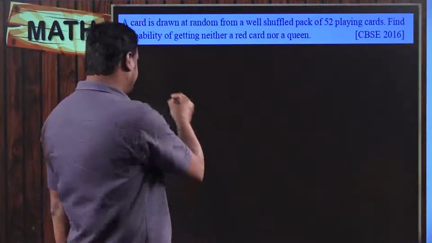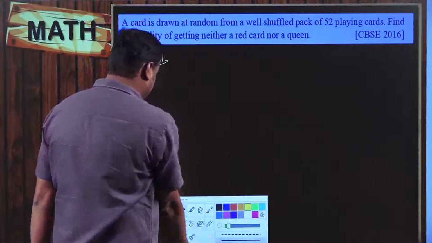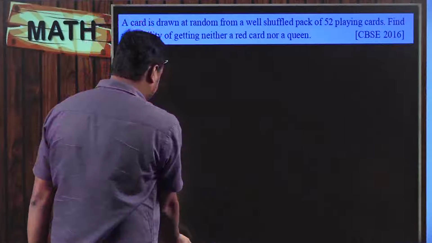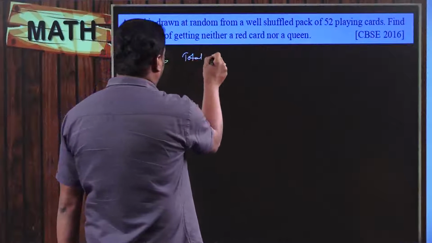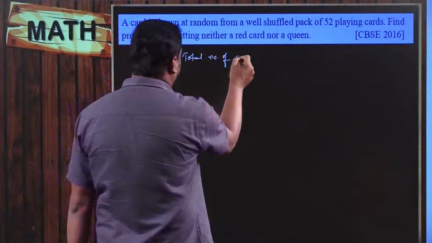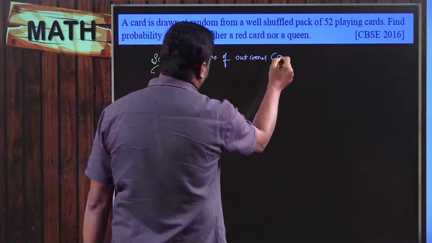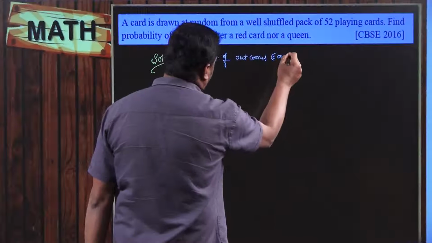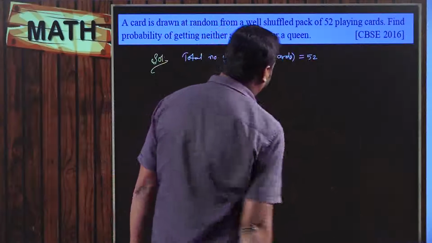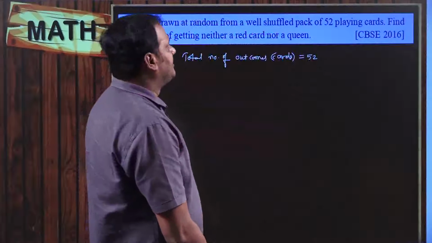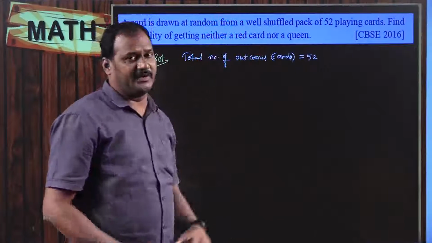So you will have to write the information given in the problem. What is the information given? How many cards are there? The total number of outcomes here is the total number of cards, so the total number of outcomes is equal to 52. Fine. And what is the question here? Find the probability of getting neither a red card nor a queen.